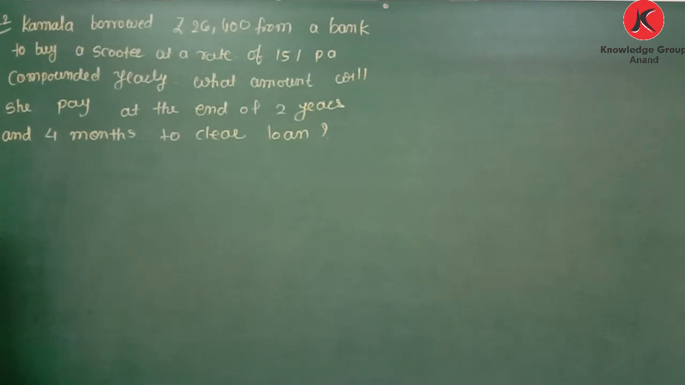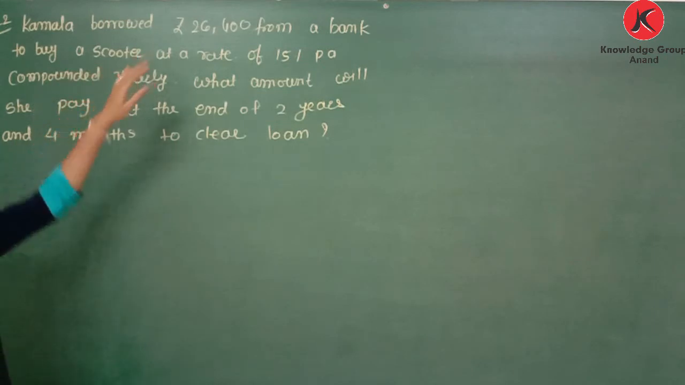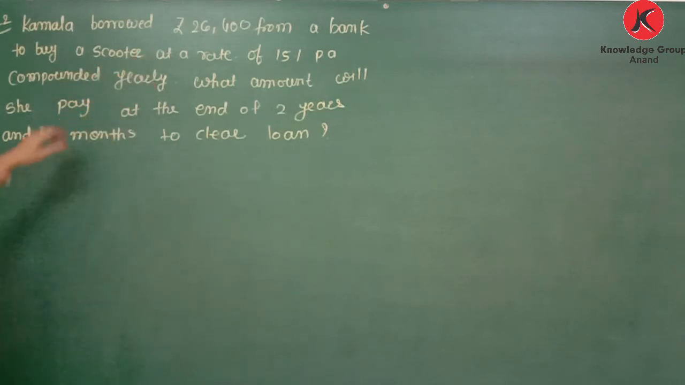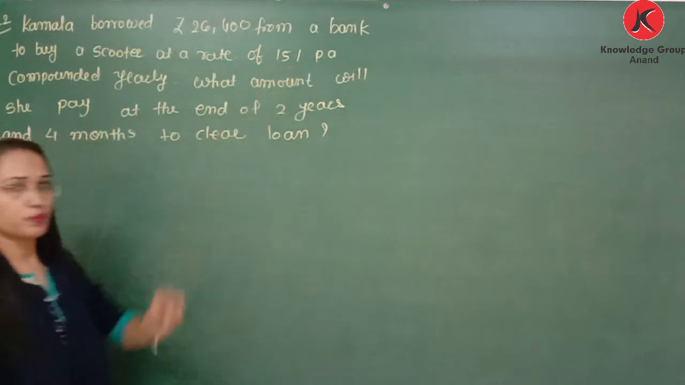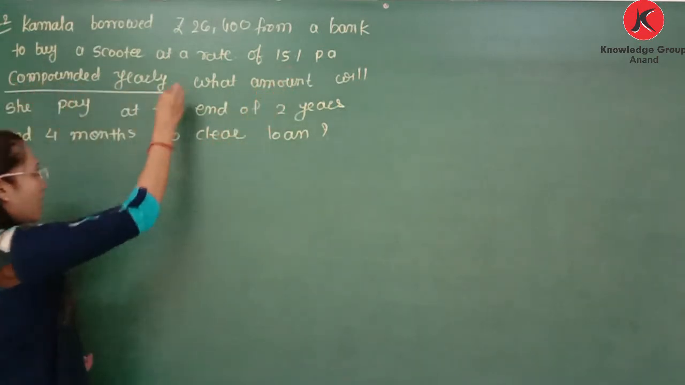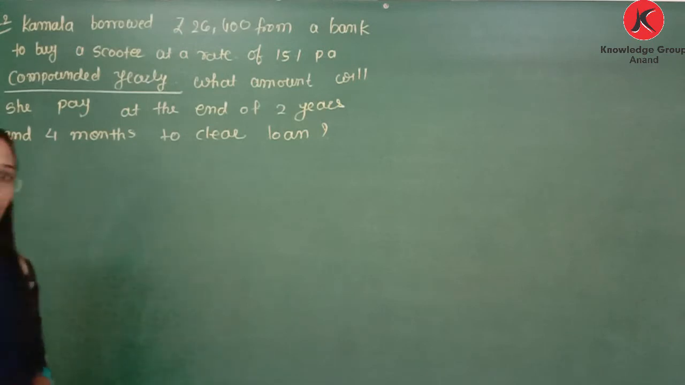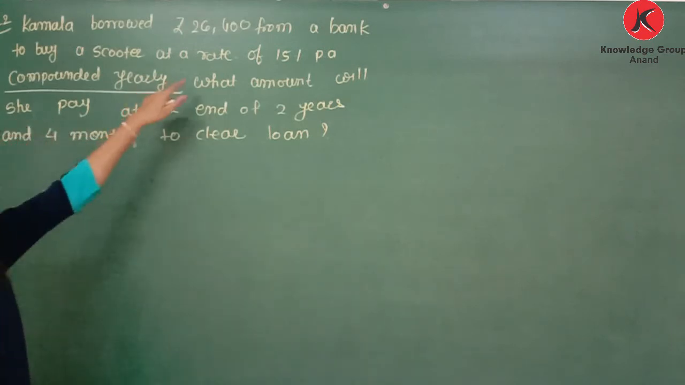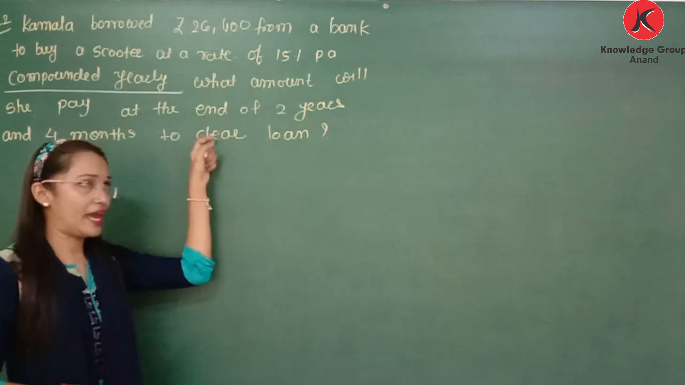Now question number 2. Kamla borrowed rupees 26,400 from a bank to buy a scooter at the rate of 15% per annum compounded yearly. What amount will she pay at the end of 2 years and 4 months to clear the loan? Now read the question properly. First, the principal value is given, 26,400. Rate of interest is given, 15% per annum, and it is written that it is compounded yearly, which means your principal value and rate of interest will remain the same.